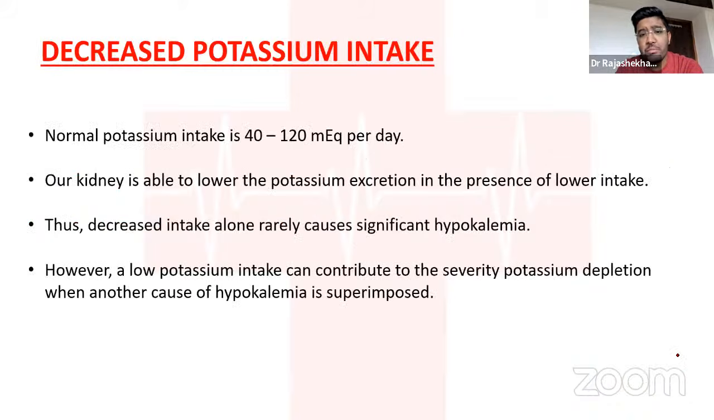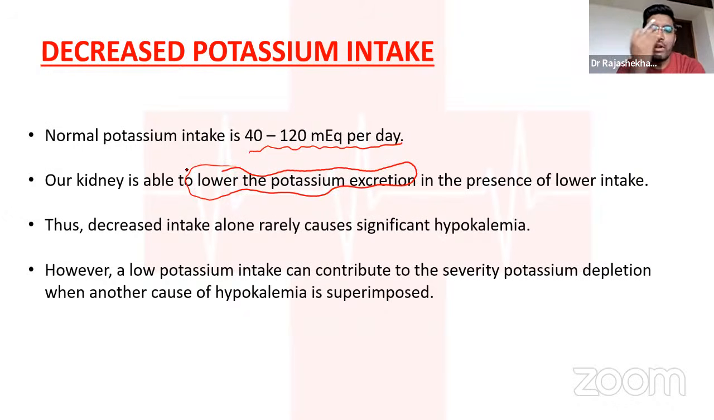So if you see decreased potassium intake, normally the potassium intake is 40 to 120 milliequivalents per day in a normal person taking a normal diet. But our kidney has an ability to lower potassium excretion in the presence of lower intake. As I told you, the body has a tremendous amount of homeostatic mechanisms. If you take less potassium in the diet, the body has a compensatory mechanism to reduce the excretion in the urine.